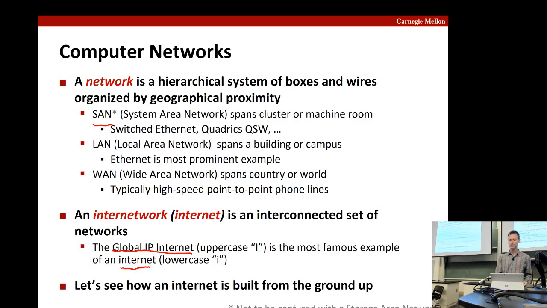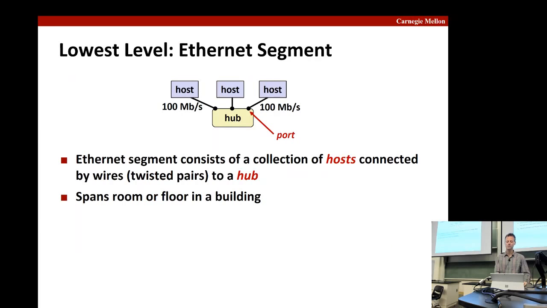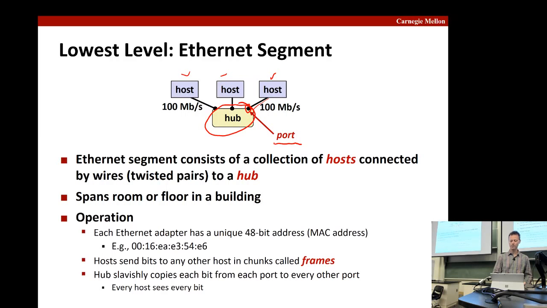Okay, so let's see how you build an internet from the ground up. You start with an Ethernet segment that's based on this hub, okay? And you have the hosts, these are just the different machines. And they're connected to the hub by twisted pairs of wires, right? And the connection here is called a port, okay? And it spans a room or floor in a building.